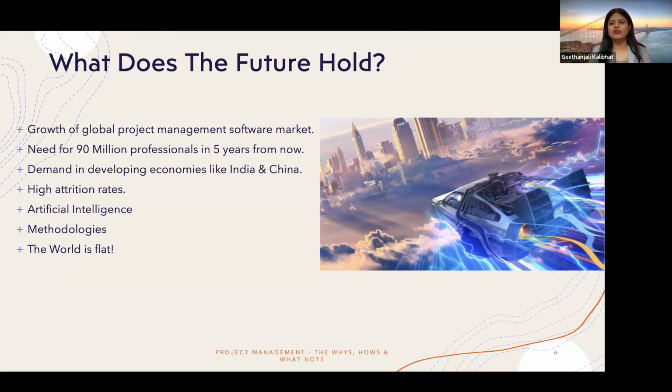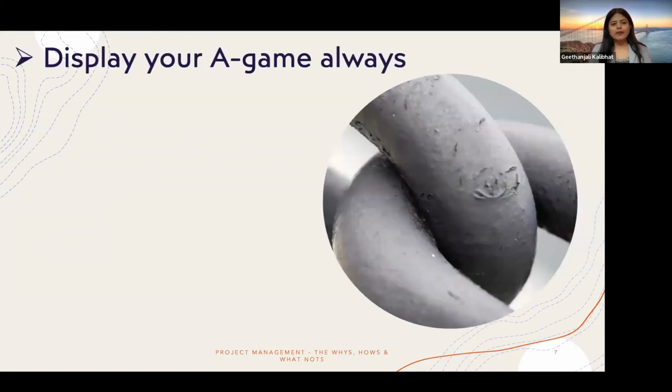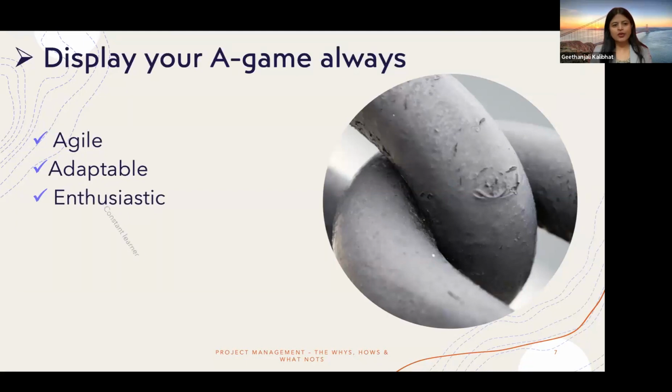Anyone in any corner of the world, sitting in, say, the Amazon jungle with just an internet connection, can be game for any kind of job coming their way, provided they have the expertise and skill set required, of course. Now, display your A game. So I'll quickly show the aspects that we are looking at.